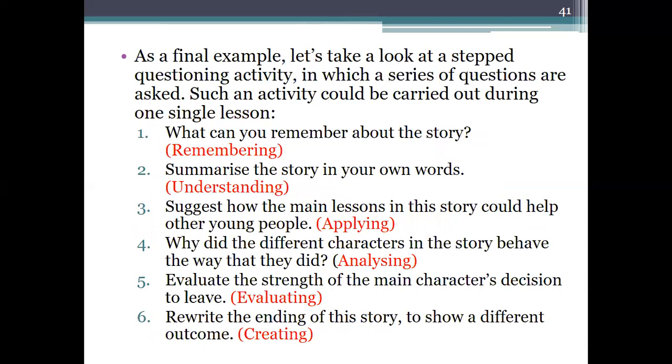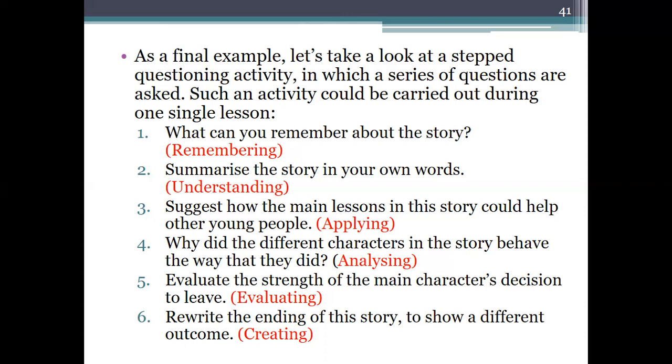So as a final example, let's take a look at a step questioning activity in which a series of questions are asked. Here, there is a simple question for all the levels. The question one for remembering would be like, what can you remember about the story? He has read a story, and then a question is asked to recall something from that story. A little bit more complexity in this question would be like, summarize the story in your own words. Now the answer will not be exactly present in the story which he read, but he has to condense it. So obviously there is now a little bit more complexity and difficulty in this answer.